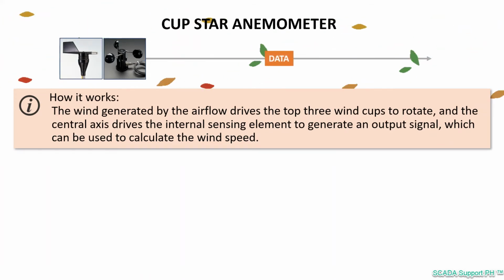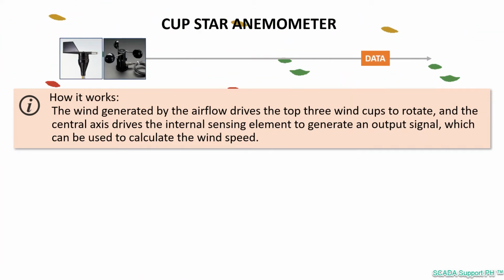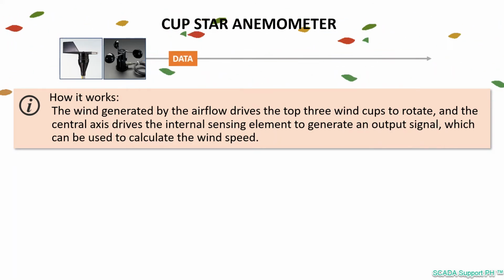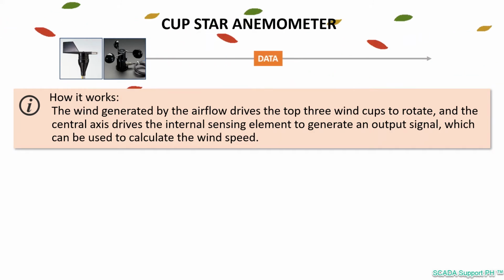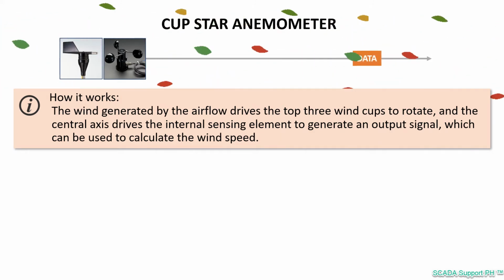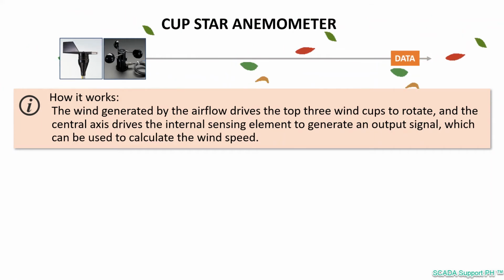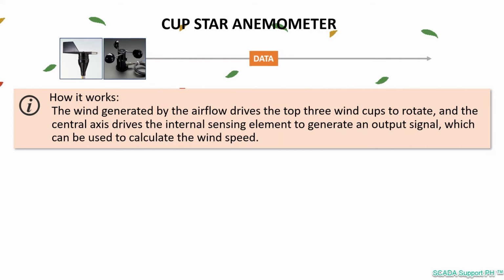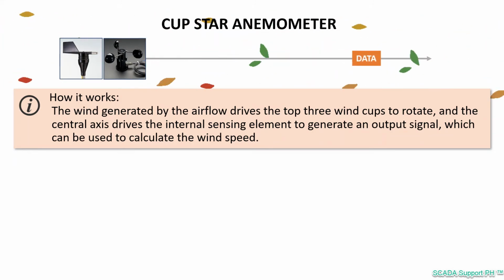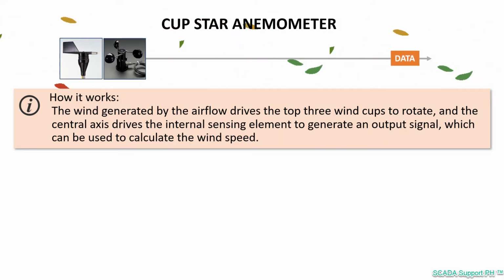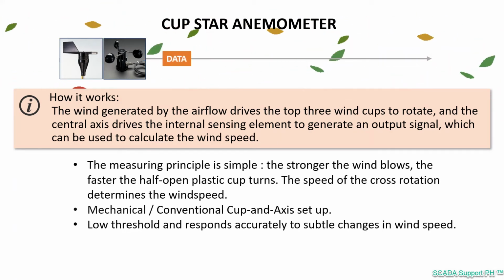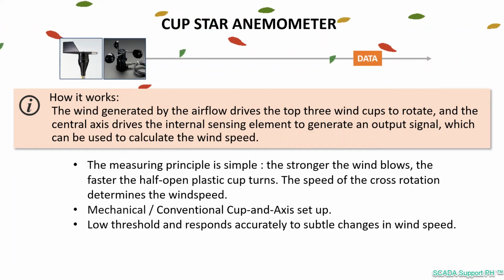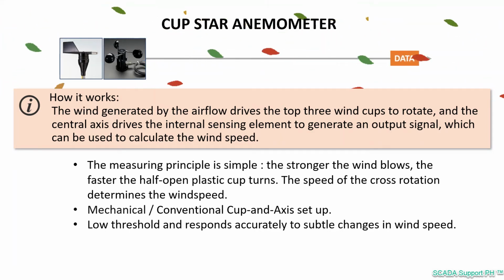The most common anemometers are the mechanical ones, which are cup and star. The way it works is that the wind generated by the airflow drives the top three wind cups to rotate, and the central axis drives the internal sensing element to generate an output signal, which can be used to calculate the wind speed. These mechanical types have a low threshold and respond accordingly to subtle changes in wind speed.